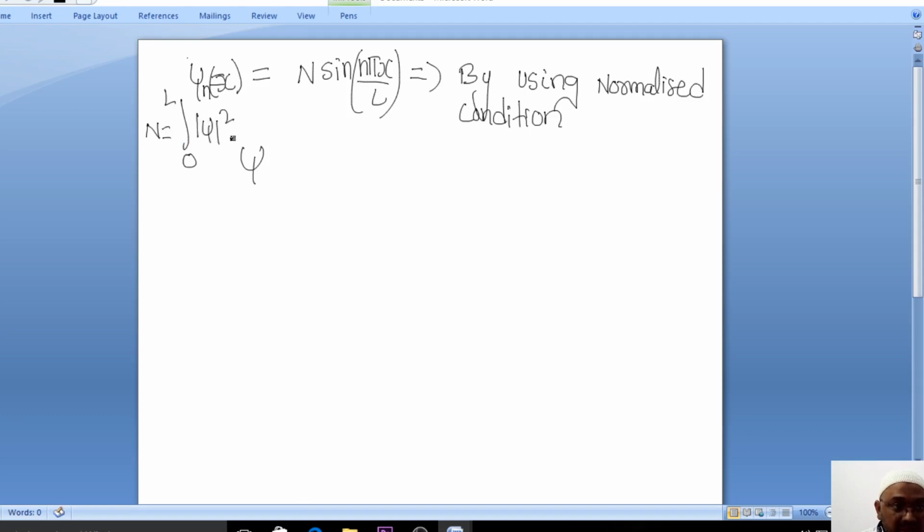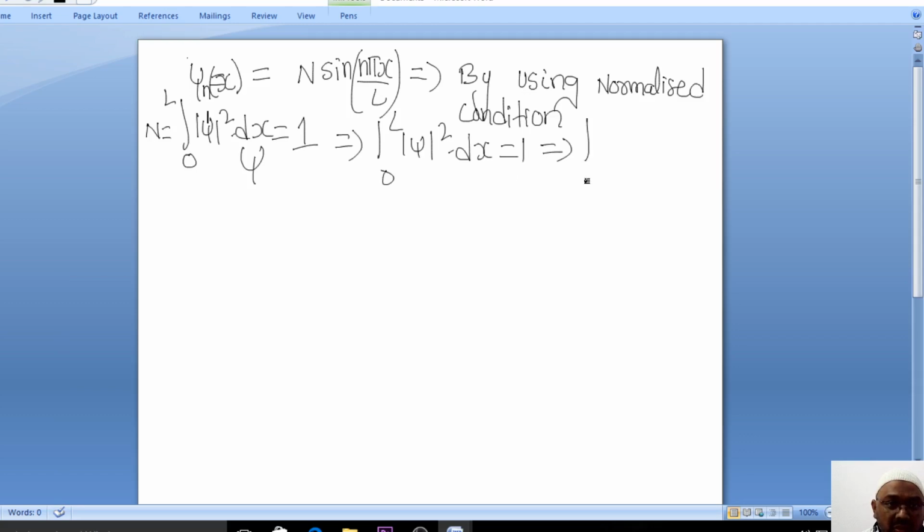Mod of psi squared into dx is equal to 1, right? So there is a possibility of getting the particle somewhere in the space. So integration from 0 to L of mod psi squared into dx is equal to 1. Now this is the mathematical condition.